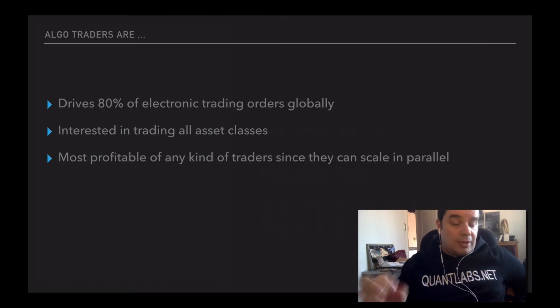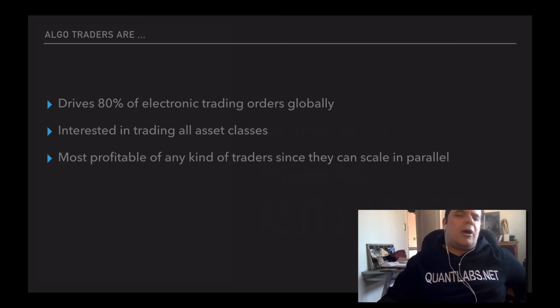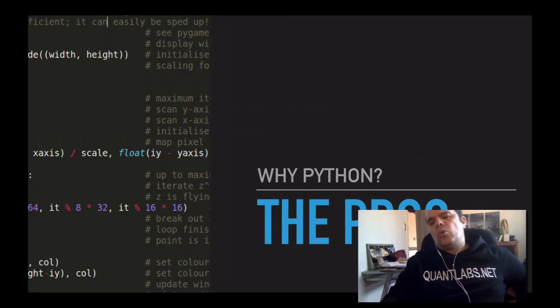And now this is key: most profitable traders that I know, and there are literally thousands of them, of any kind of trader that I know, are easily the automated guys, the algo trading folks, because they have two things. First, they can scale in parallel, and they can run processes and analysis in literally seconds and minutes versus weeks and days.